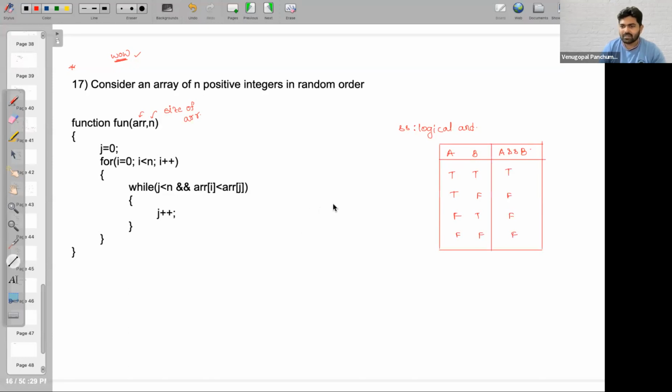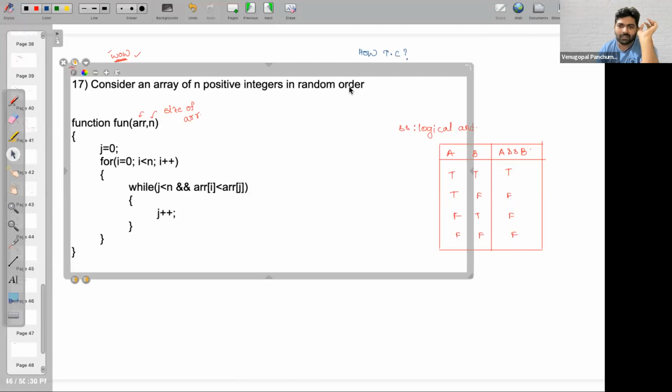A little trick is there in this question, and be ready to type. Without knowing the array elements, how can I find the time complexity? Very good question. Without knowing the array elements, how should I find the time complexity? I will tell you how time complexity can be found. I don't know the array elements. I told you, take some random elements, in some random order.